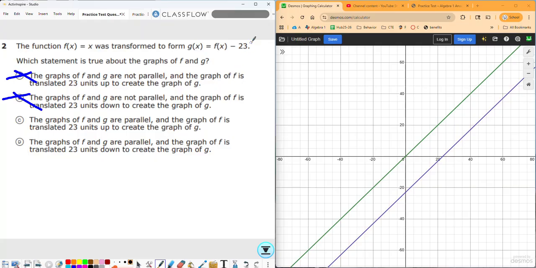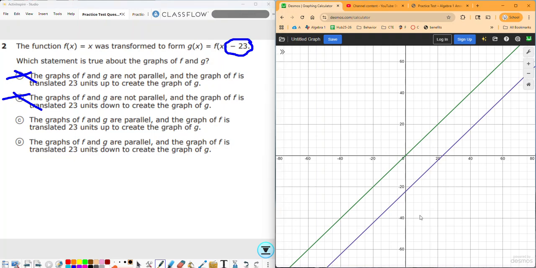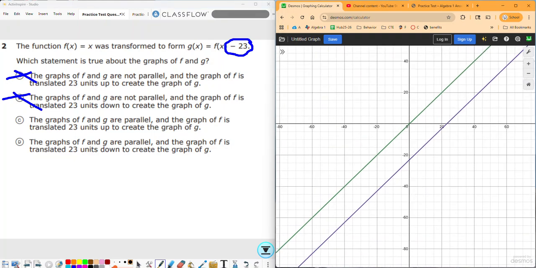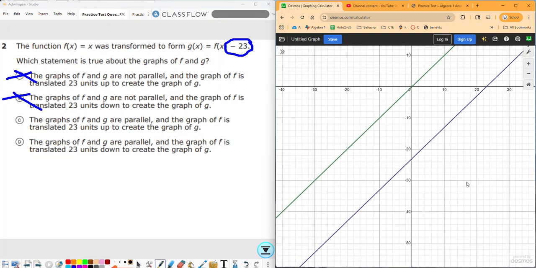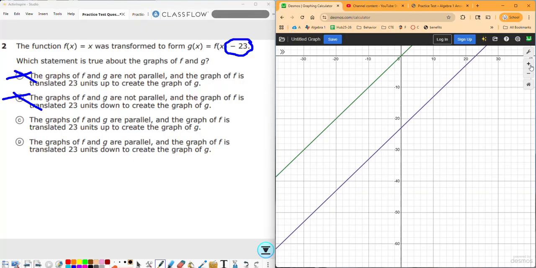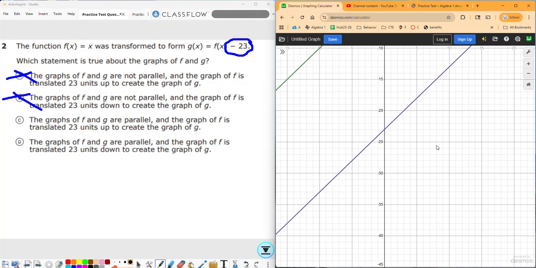Because let's remember, we subtracted 23. And g of x is this darker line, this purple line down here. And if you look, well, check this out. It's a little below negative 23. So let's zoom in on that so we can see exactly what the y-intercept is. Oh, there we go. So here's 20, 21, 22, 23.